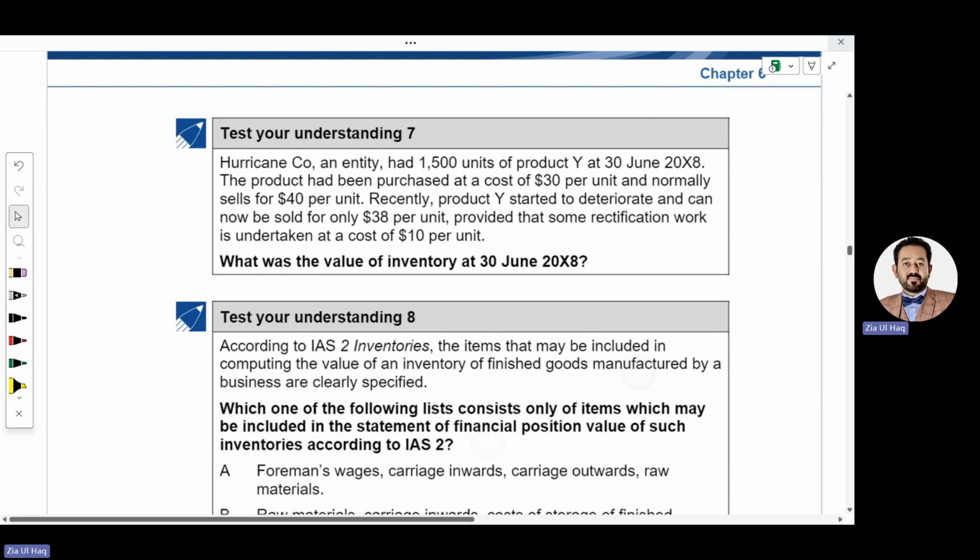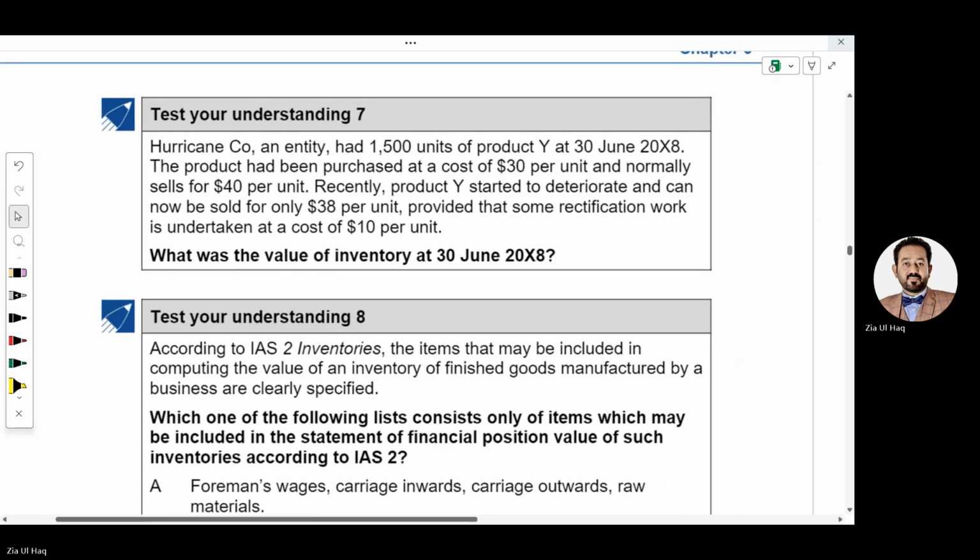Test your understanding 7. Please calculate closing inventory.